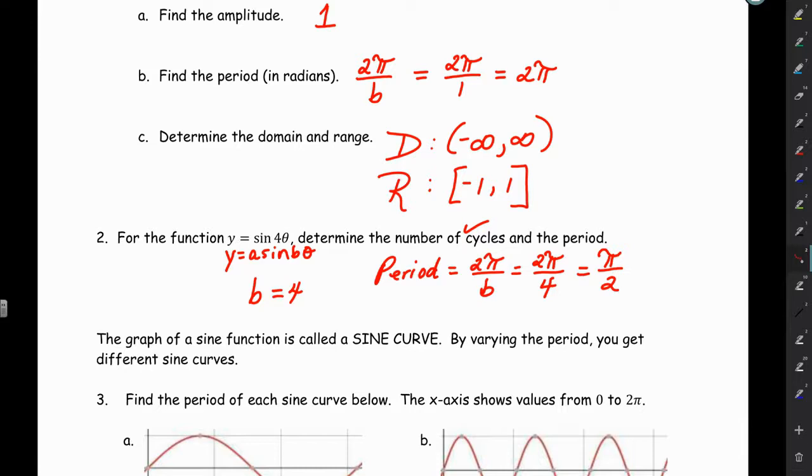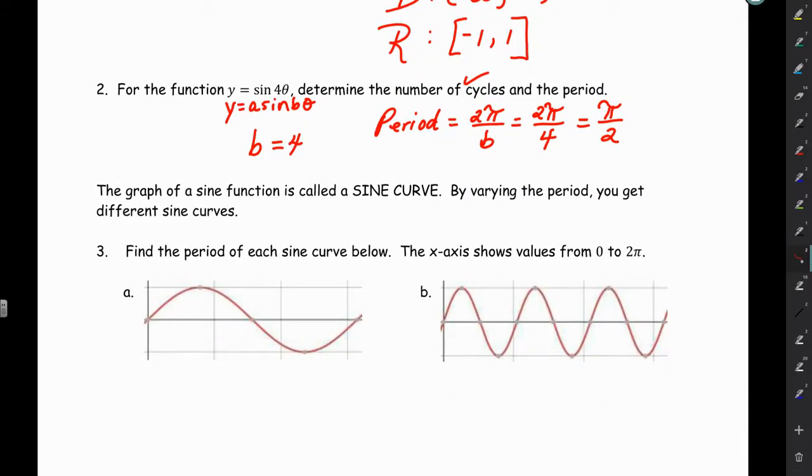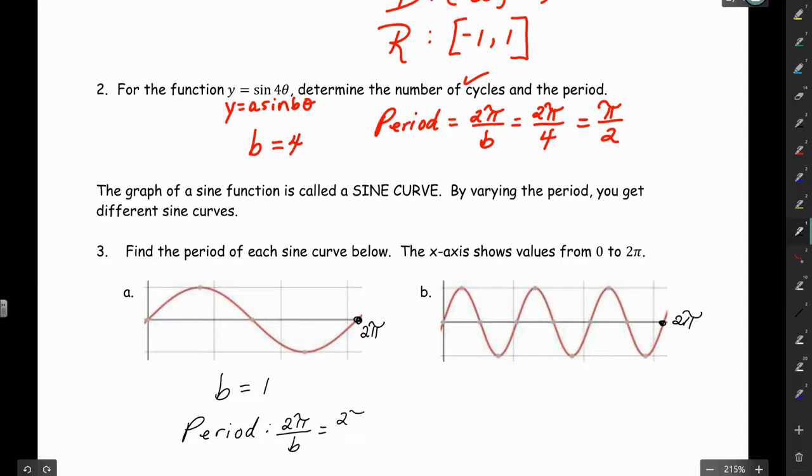The graph of a sine function is also called a sine curve. By varying the period, you get different sine curves. Find the period of each sine curve below. The x-axis shows values from 0 to 2 pi. So we're saying that this ends at 2 pi, and this one is 2 pi. So we want to know the period. Well, we have one cycle from 0 to 2 pi, so b is equal to 1. So the period then is just going to be 2 pi over b. For this one, it's 2 pi over 1, so the period is 2 pi.